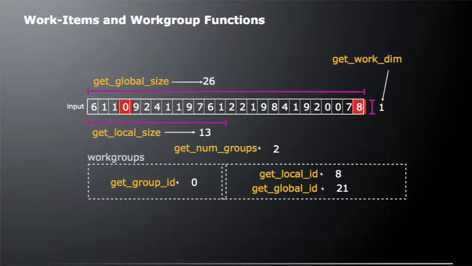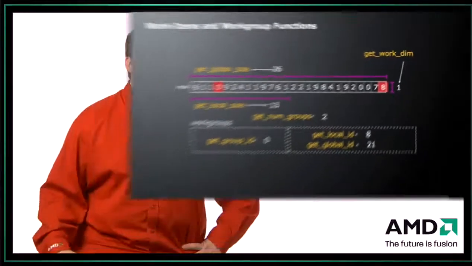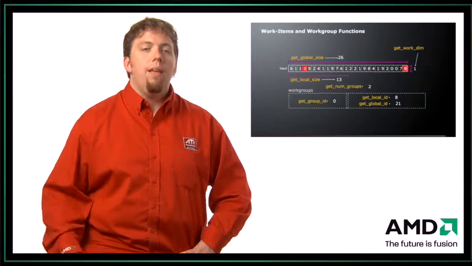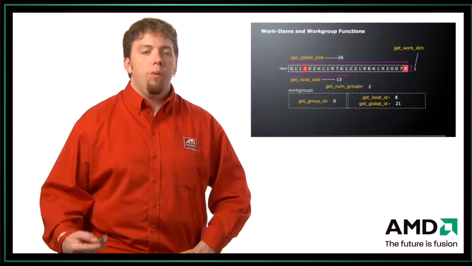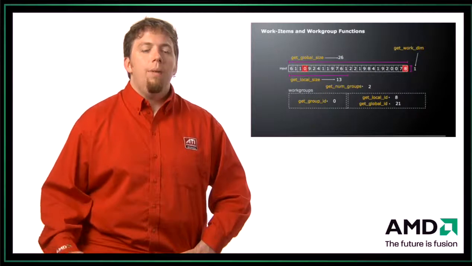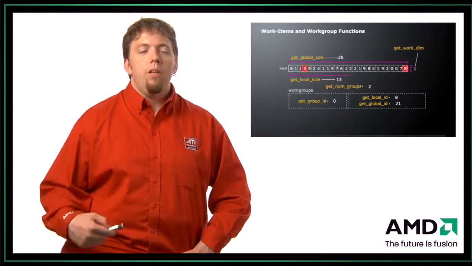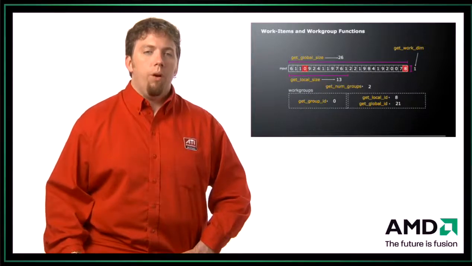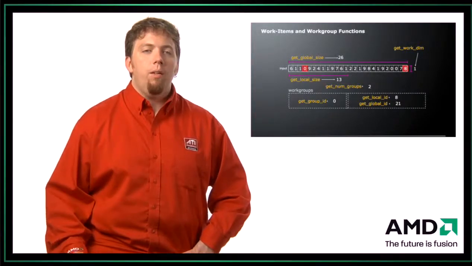Let's say for a different highlighted work item, the one that's highlighted now, we called getLocalID. The local ID is 8. If we called getGlobalID, that would give us a global ID of 21. At first this might seem strange that we have 2 addresses, but because we have a global size and a local size, we need an address in the global space and in the local space. By using this local address, we can use our local memory to share data between work items in the same work group. But remember, you cannot share data in local memory between work groups. It's only within a work group.